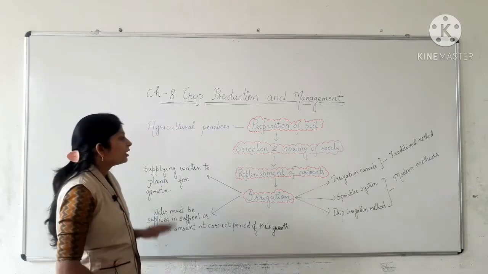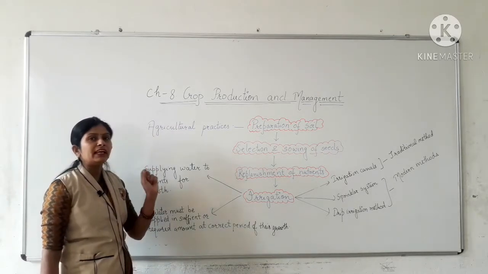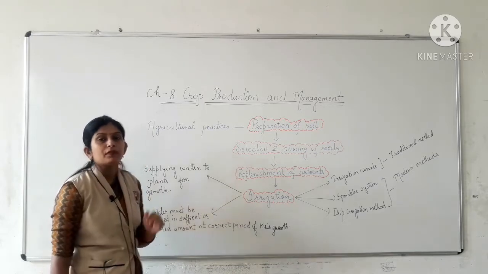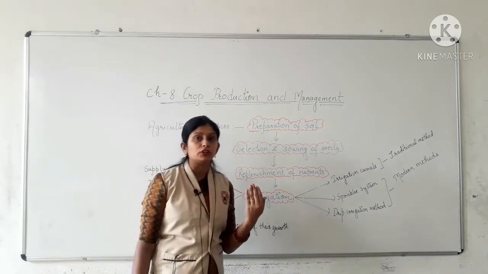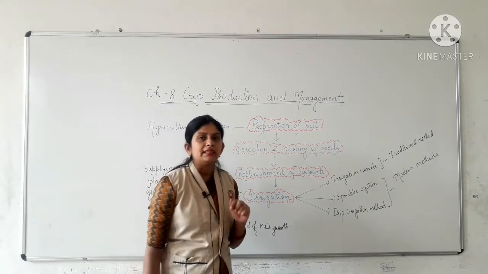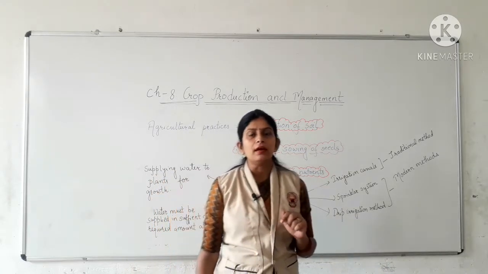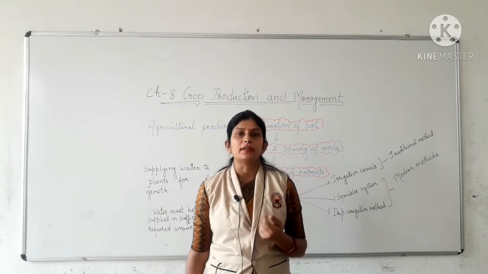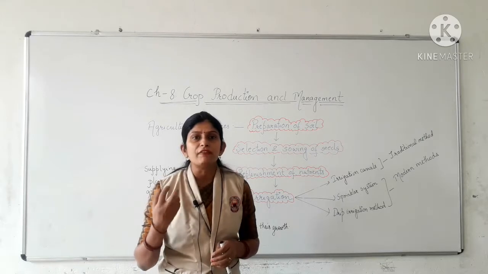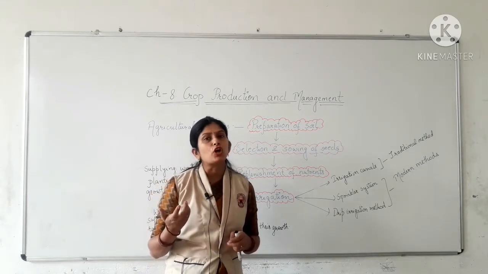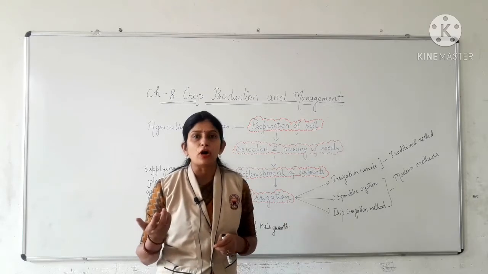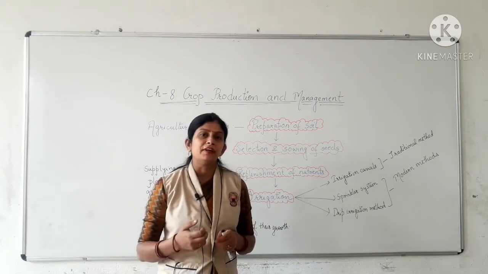Now how can we irrigate our crops in the fields? How can we supply water to our crops in fields? There is a natural method by which crops get water, that is rain. Rains are the natural way by which crops are irrigated, by which crops get water in the fields.